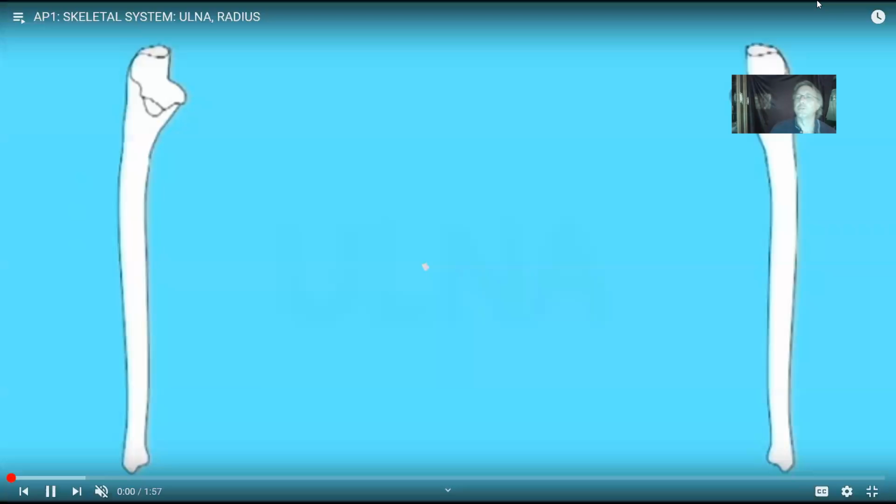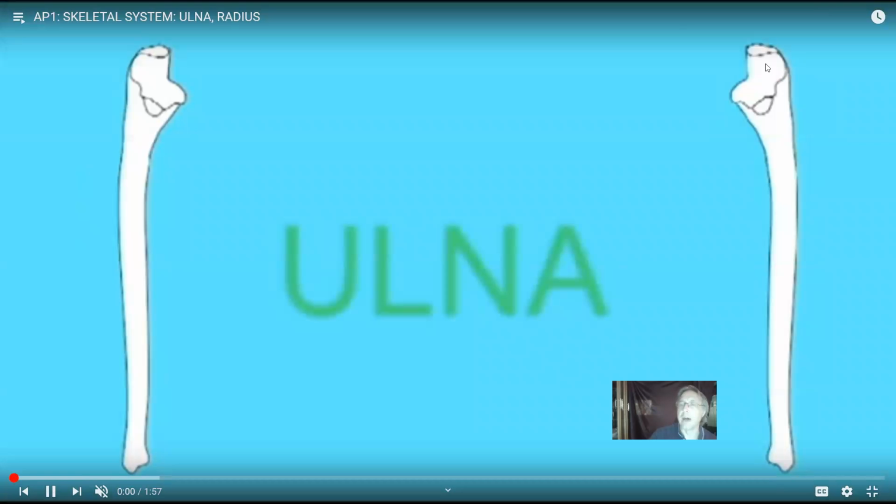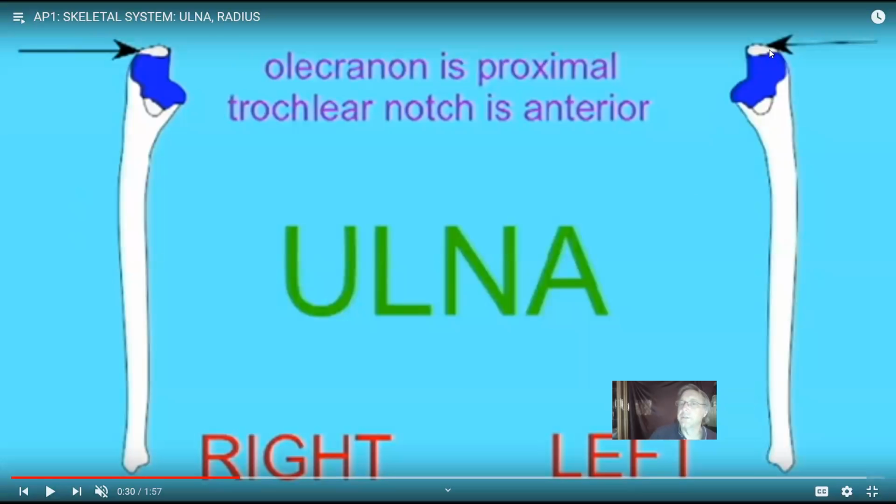There are two bones of the forearm, and I'm going to go through the ulna, how we can distinguish left from right. Well, once again, we have to figure out which end faces superiorly or proximally on the limb. So here you can see that that's the elbow, the olecranon. Obviously, that faces proximally. So once again, here is the olecranon. So that's the proximal end. So that's easy.